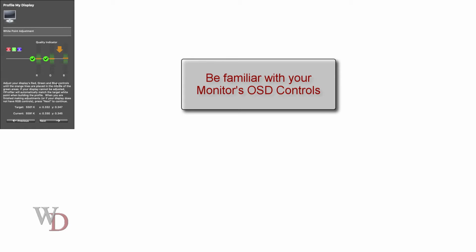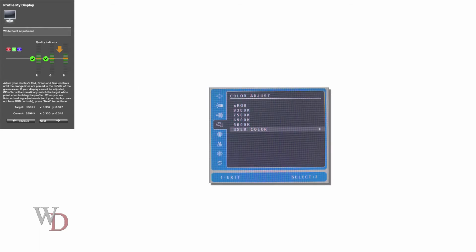The next screen is where we'll do our white point adjustment. But before we go any further, I've got to emphasize that you'll need to be familiar with how your on-screen display, or OSD, controls work on your particular monitor. If you're unsure, consult your owner's manual or search online. I'll be showing you how my Viewsonic monitor's OSD screens and controls work, which look a lot like most of the manually adjusted monitors out there.